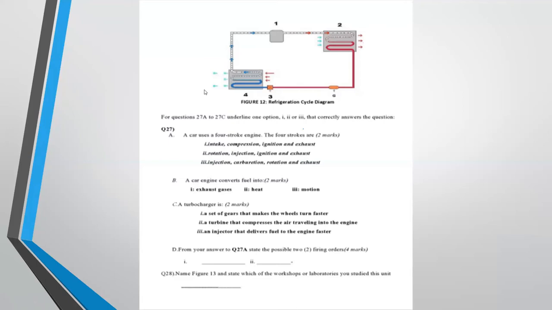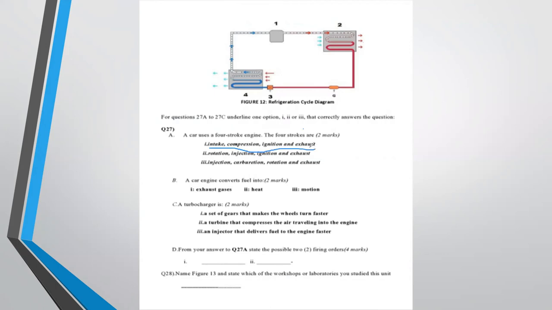takes in air or fuel. Some other name for intake is induction. So intake or induction, compression, ignition, or what? Power. So sometimes you may not see ignition, you see power. So ignition or power, and exhaust. So the right answer is intake, compression, ignition, and exhaust.